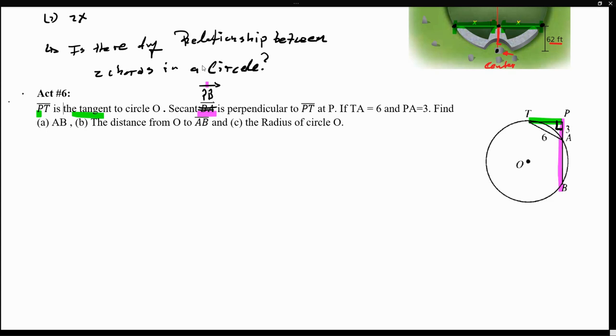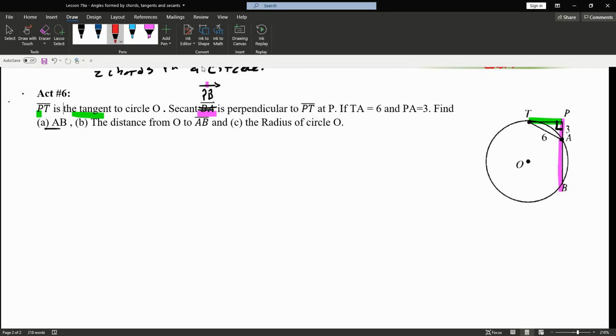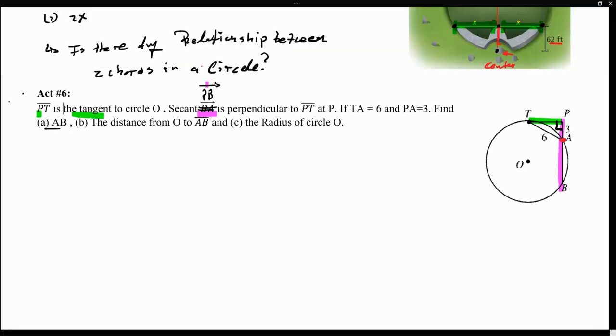Now, we also know that there's a line segment TA, which is from this point to this point, which has a length of 6, and PA, which is 3. Now, we are asked to find three things. First, can we define the length of AB? So at least our first objective is this. Is it possible for me to find the length from A to B? So this is going to be our first objective.